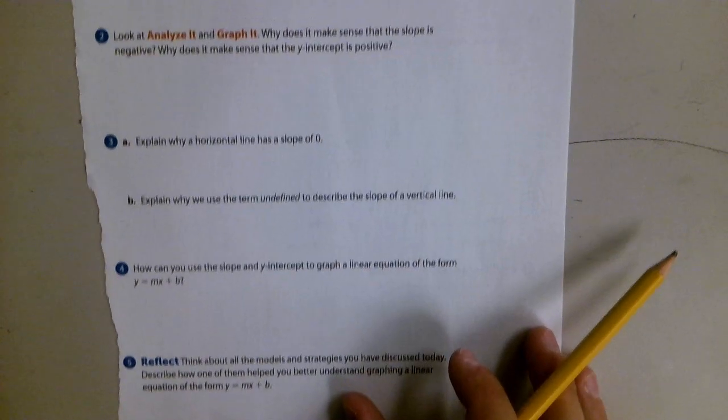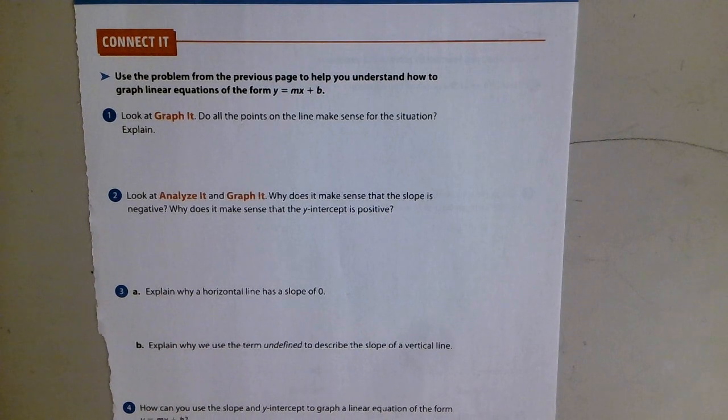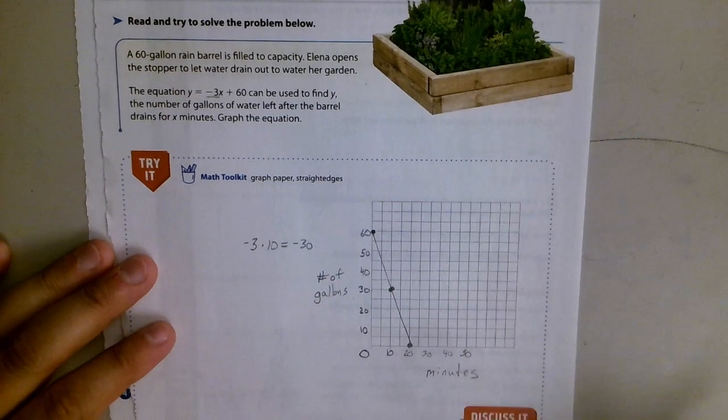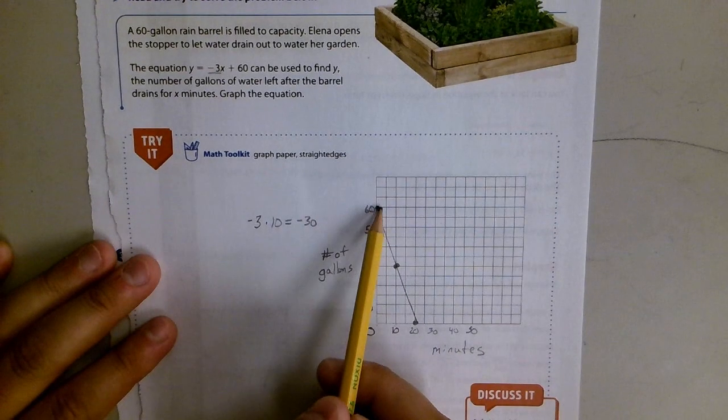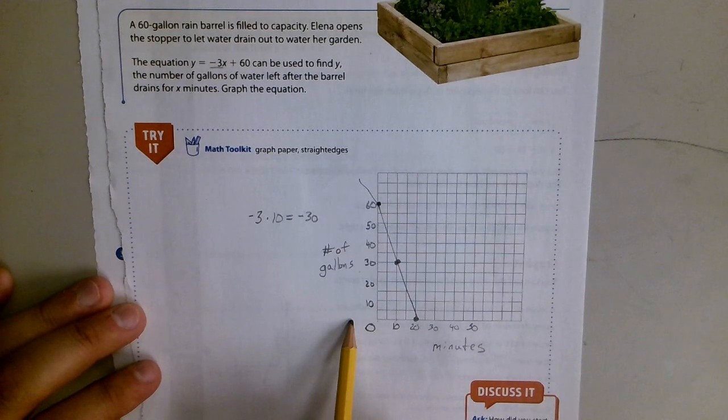We're going to look here at the next page on page 211. So it says, do all the points on the line make sense for the situation? And the answer is yes. Okay, so basically at any point that we find on that line, it would work. Up to a point, I guess I should say, because if we extended this line over here, that would be going into negative minutes, right? And that doesn't make sense.